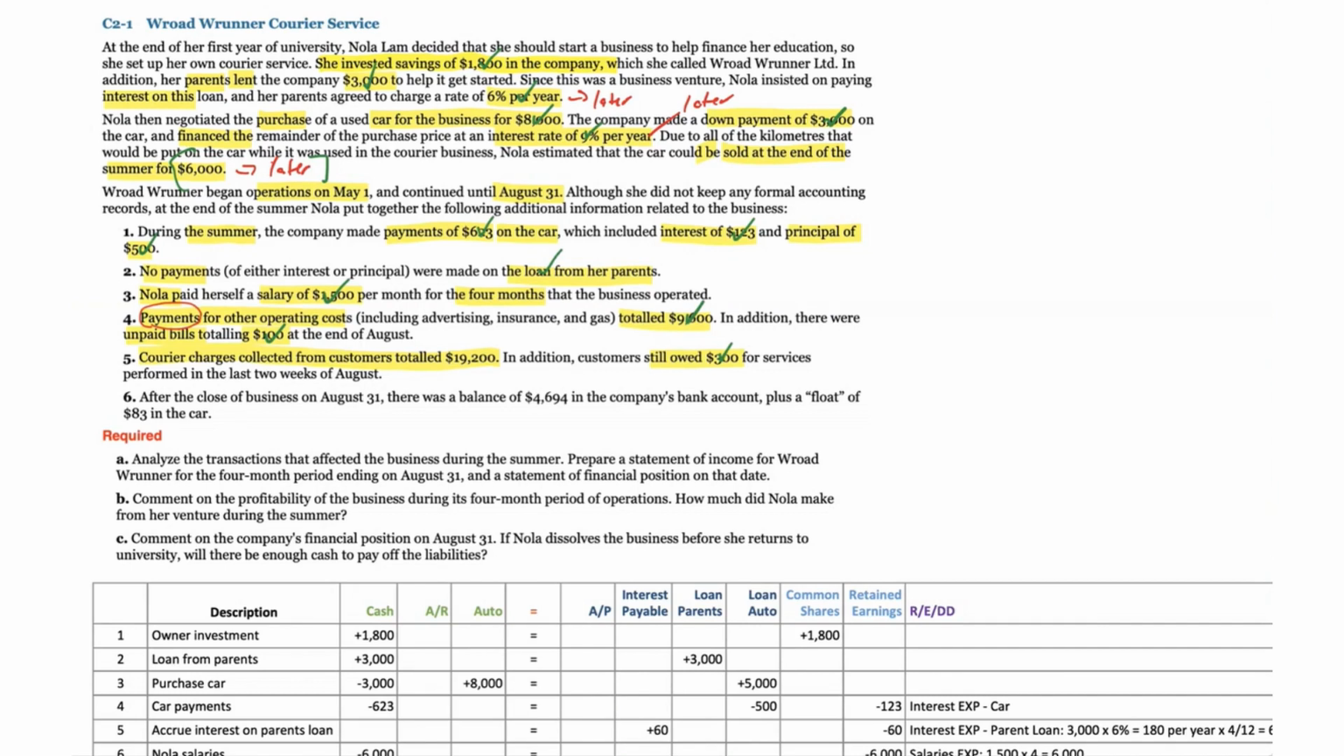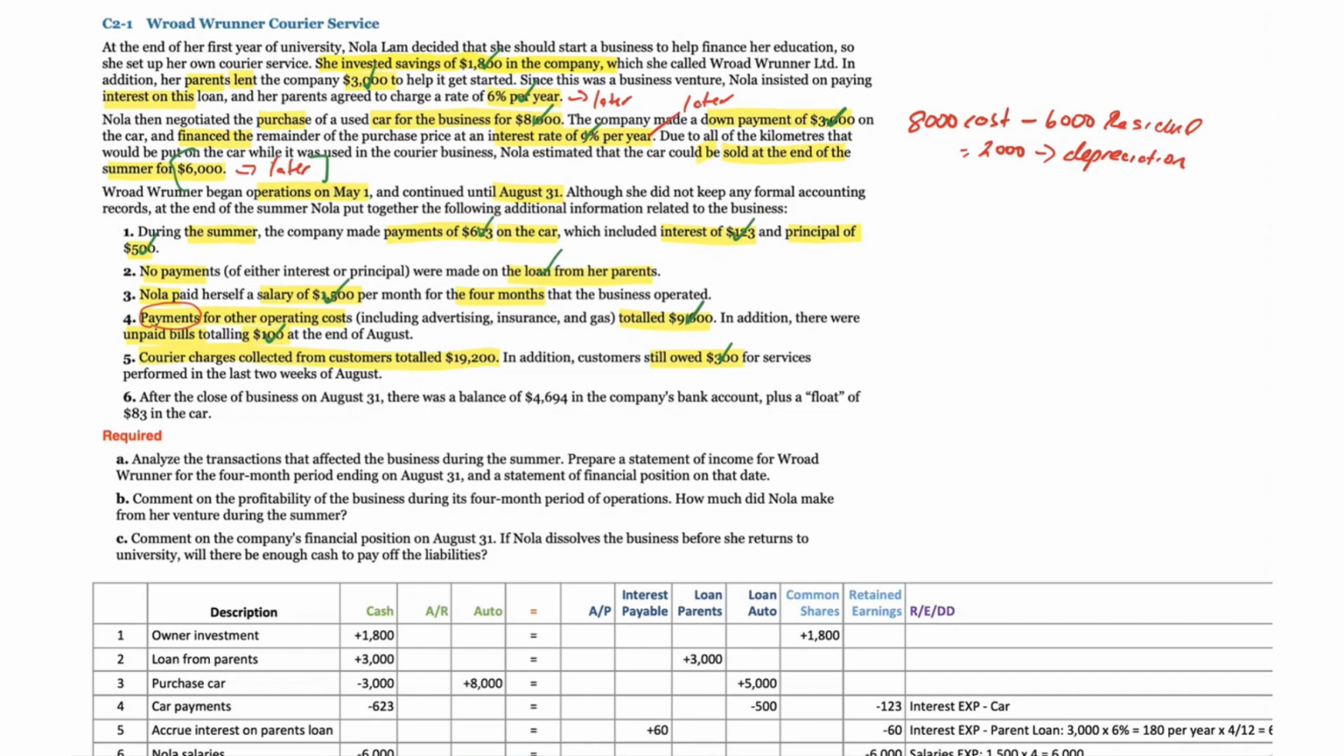Because she's now going to sell this car, she expects to stop doing business at the end of August. She's going to sell the car. The original cost of the car is $8,000. And she expects there to be a $6,000, we call it residual. Well, that's a difference of $2,000. We can call this the depreciation. This is the change in value of the car over the period of time that she has it.